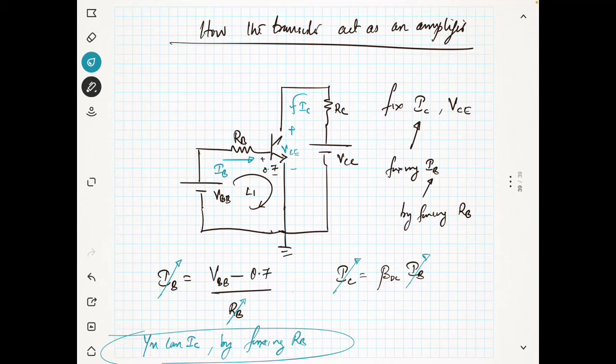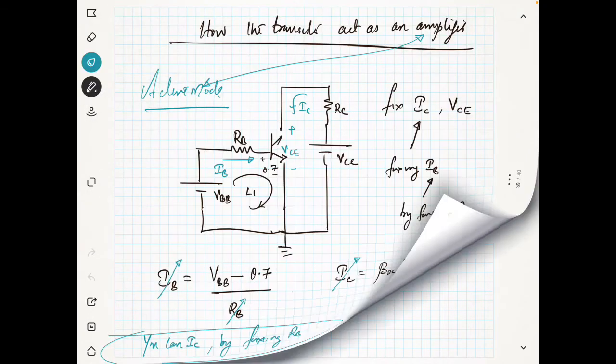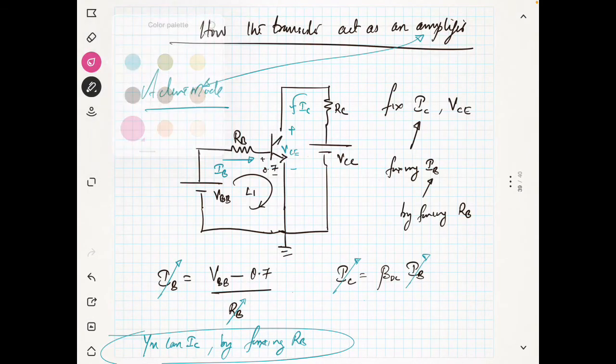Okay, so you can select any value, whatever is required for you, in active mode. So we are talking about active mode. Our amplifier will be working in active mode. So in active mode, you can fix IC by fixing RB. Now we have to fix VCE also.